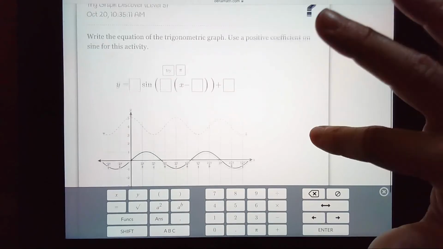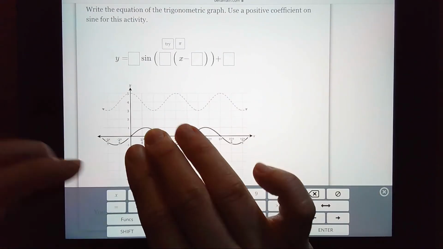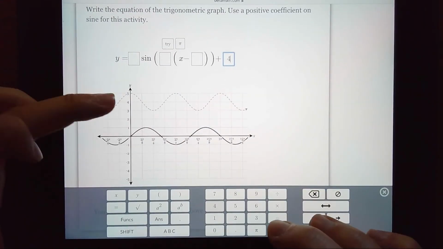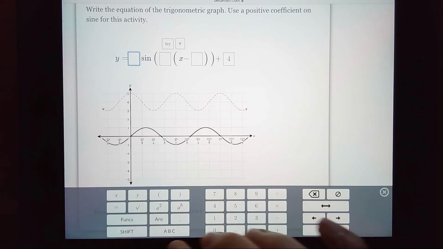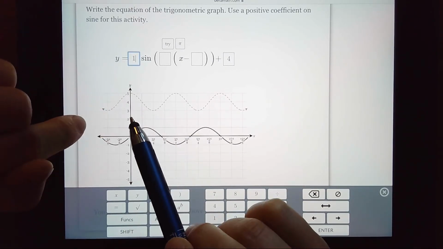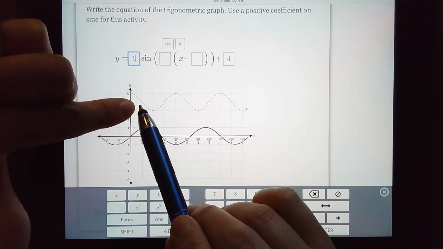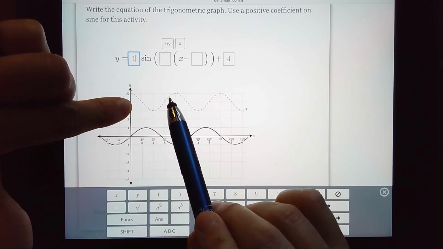Looking at the dashed, it looks like the midline would be 4. Looks like the amplitude is just 1. Remember, I can't make that negative. I need to find one cycle of the sine graph. It starts in the middle. So let's go here. Middle, low, middle, high, middle.